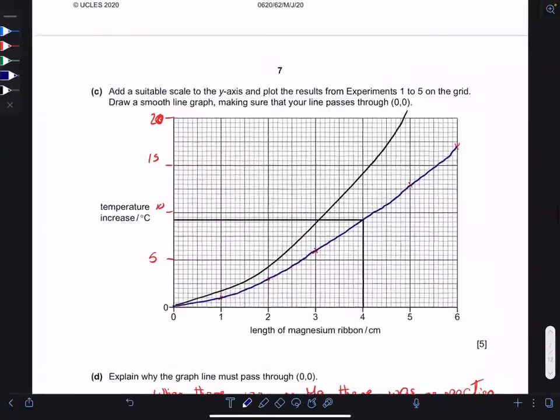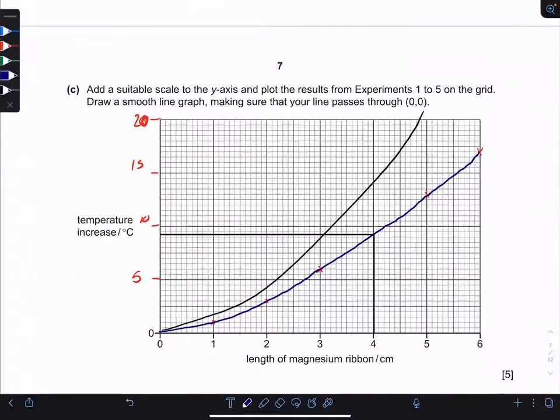The curve. The blue one is the curve you should draw. Okay, take care, it's a smooth line, which means you don't use a ruler. You should use an appropriate scale for the y-axis. A very important remark is that your graph should always pass half of the y-axis.